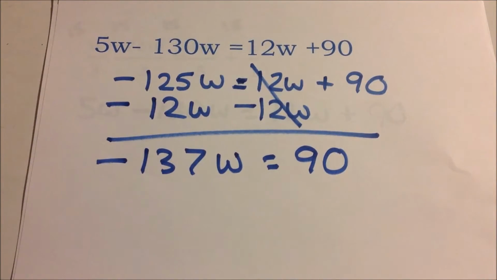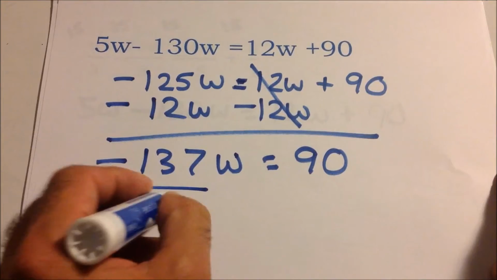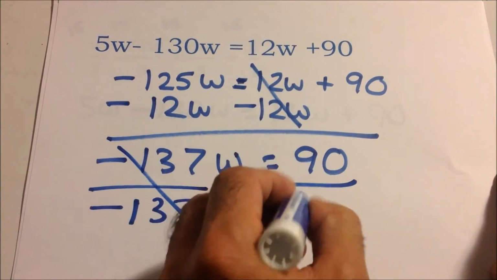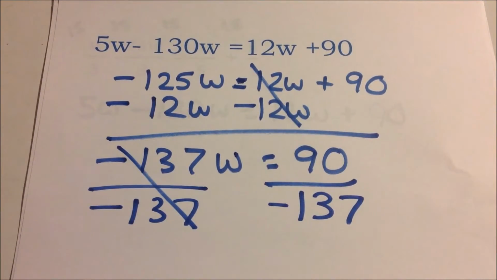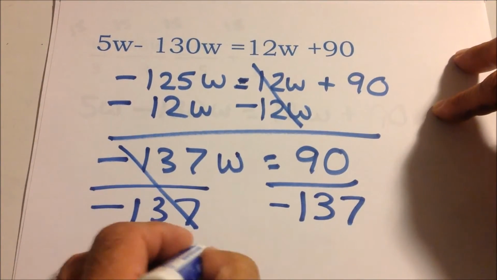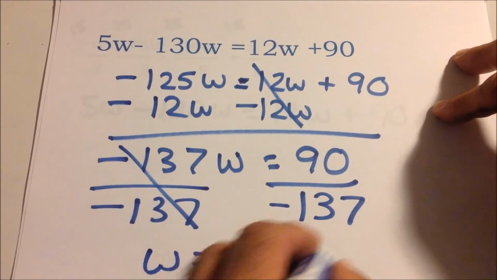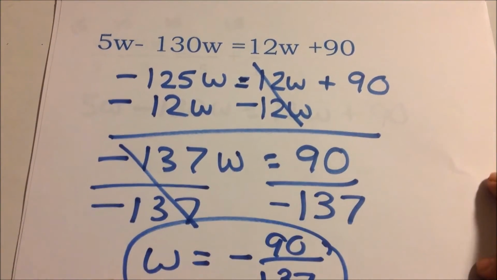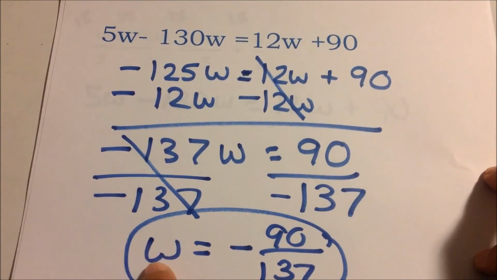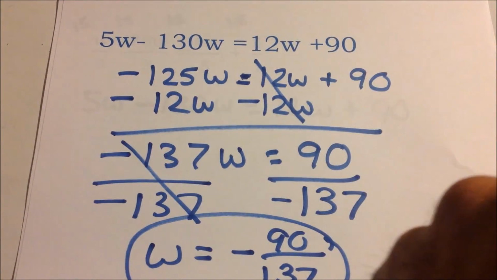Now we just want to find what w is, so we're going to divide by 137 on both sides. Remember, it's negative. Don't forget the negative. So here we have w. w equals negative 90 over 137. So we cleared the fractions. We don't have to put the denominator back in because we're just trying to find what w is. So if you can do that, you can pretty much do any clearing of the fractions.